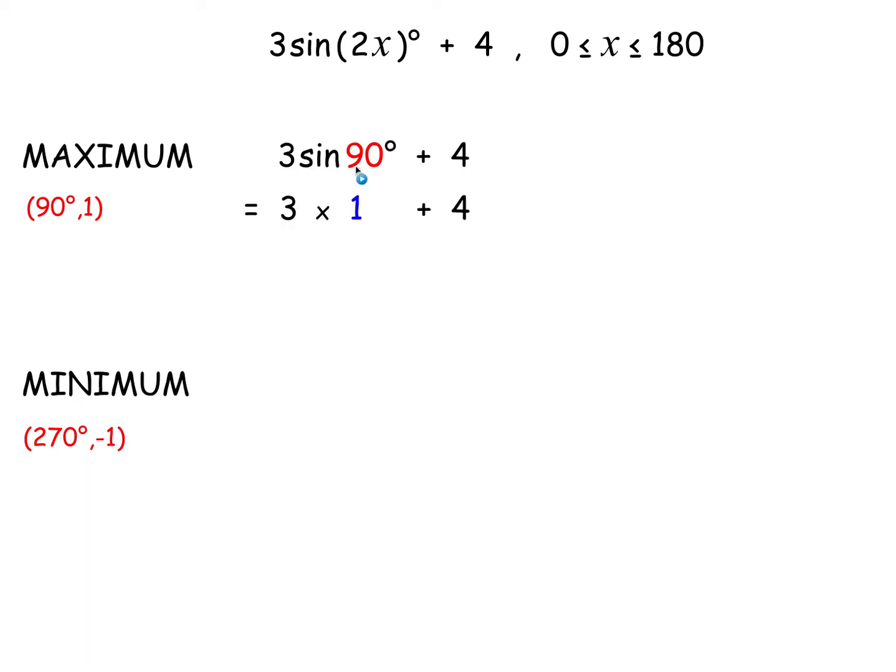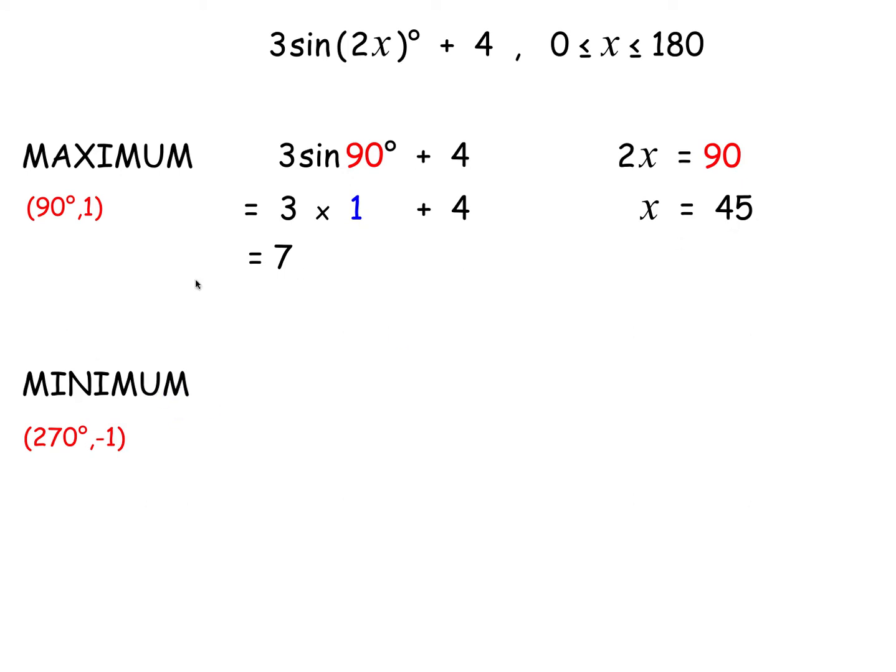That means that's 3 times sine 90, which is 3 times 1, and there's the answer, that's 7. All you do is now you say, how do I make that bracket 90? Obviously 45. There it is. And now we've got a turning point at 45, 7. The maximum value is 7, the turning point is 45, 7.